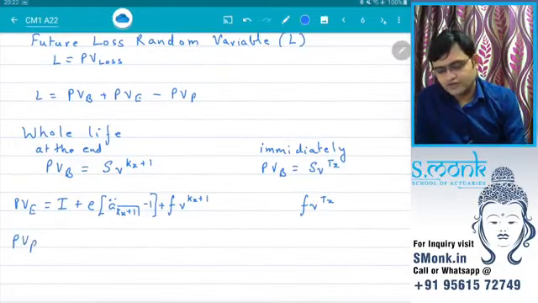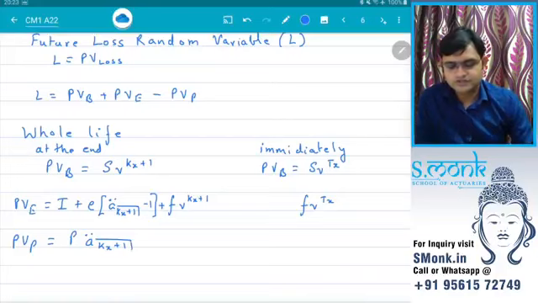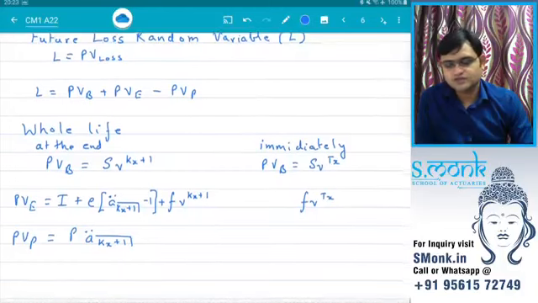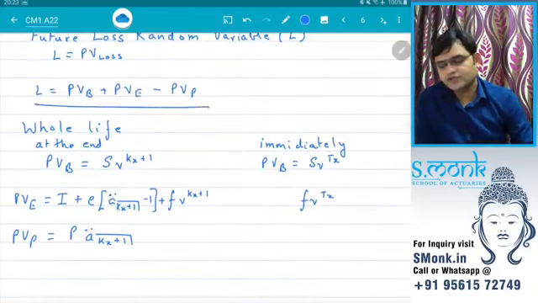Present value of premium is just the annual premium P times a due kx plus 1, payable till a person dies. And immediately it will be exactly the same, so I have not changed it. Accordingly you will make your L.